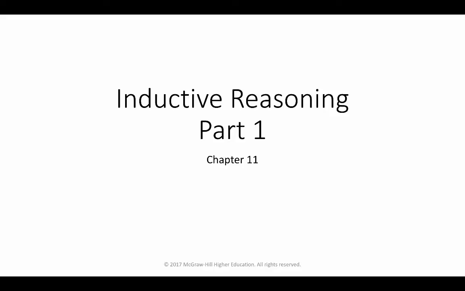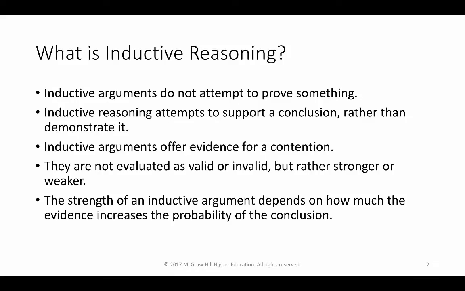Okay, let's talk about inductive reasoning. The last 2 chapters have focused on deductive reasoning, in which our arguments are meant to prove or demonstrate that something is indeed the case. Inductive arguments are different. They don't attempt to prove something. When we reason inductively, we use evidence to support a conclusion, to say that this conclusion is likely or probably the case. Because of this, there isn't a Venn diagram or a truth table that we can create to show that an inductive argument is valid or invalid.